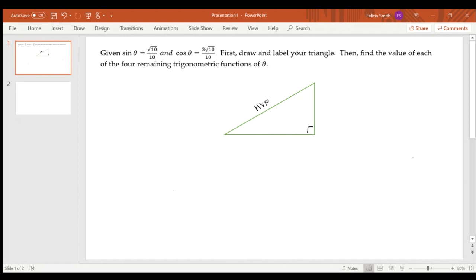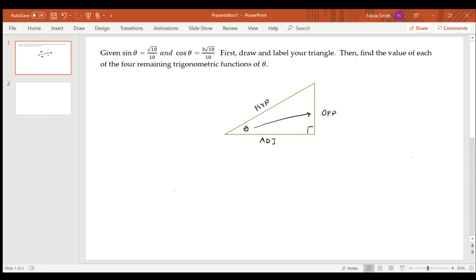I'm going to go ahead and label this angle as theta. So directly across from that is going to be our opposite side. Which means my last remaining side here is going to be the adjacent side.